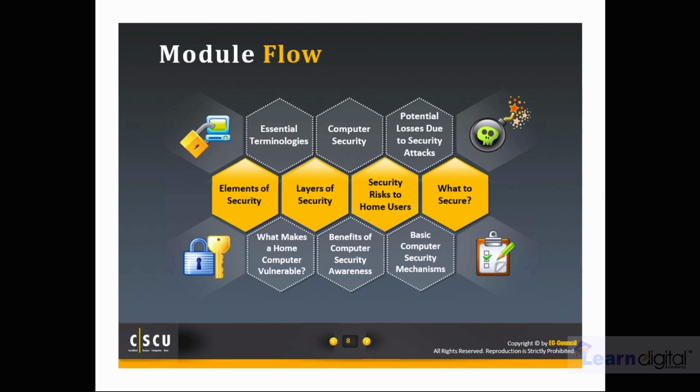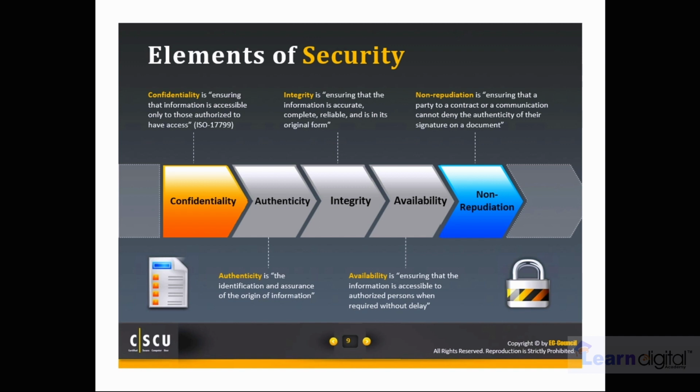So the next flow is elements of security, then layers of security, security risks to the home users, and what to secure. As we discussed in the previous section, what exactly are confidentiality, integrity, and non-repudiation. Confidentiality is ensuring that information is accessible only to those authorized to have access.